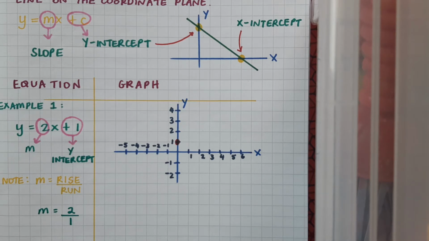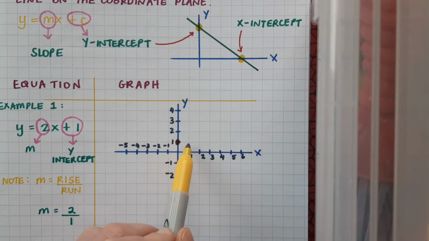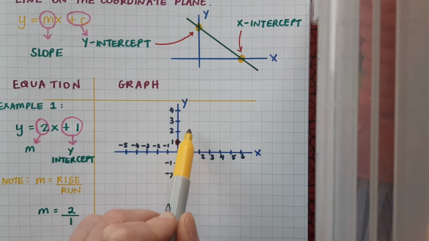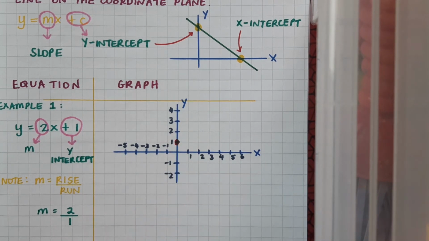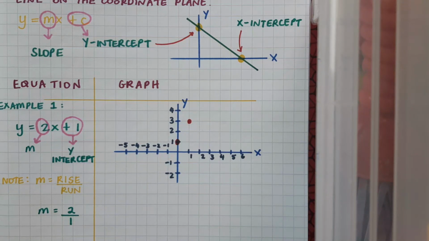So now that I'm at my point on the y-intercept, I'm going to use this information about the slope to figure out some other point on the line. I know that if I use a run of 1 and a rise of 2, I should still stay on the line. So I'm going to go across one space, that's my run of 1, and up 2 spaces to stay on the line. This allows me to mark in a second point.